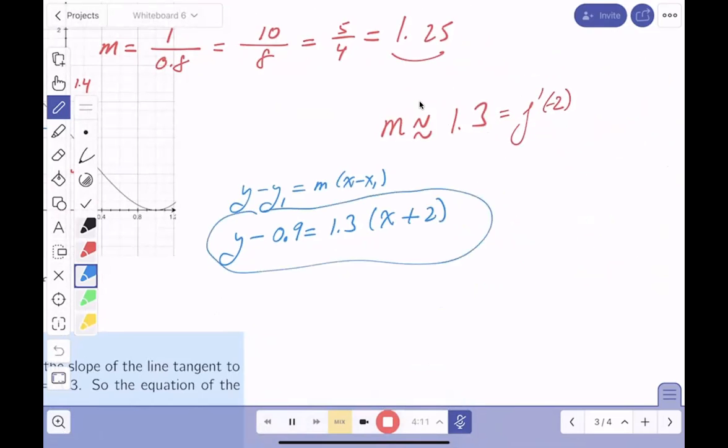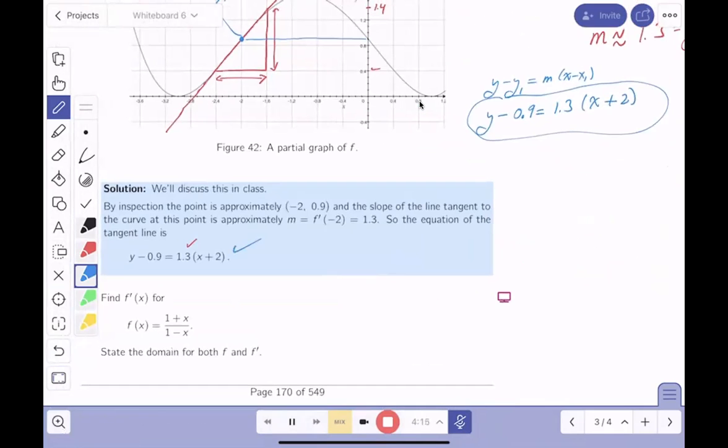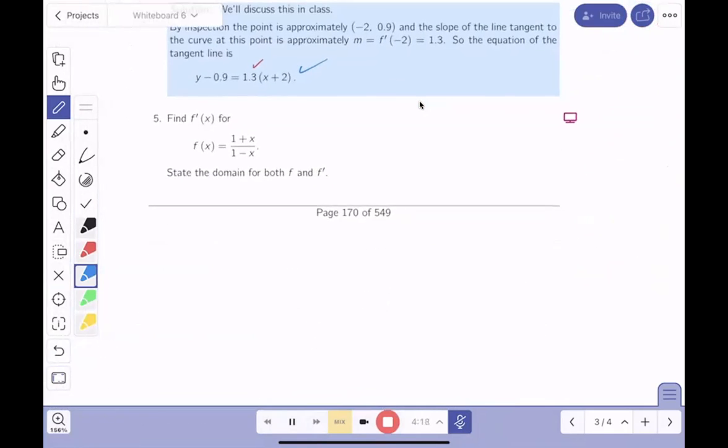This is fine. Let's look at their answer, see what they got. And they got this. Same thing we got. We're doing okay. All right. Find f prime for blah, blah, blah. State the domain for both f and f prime.